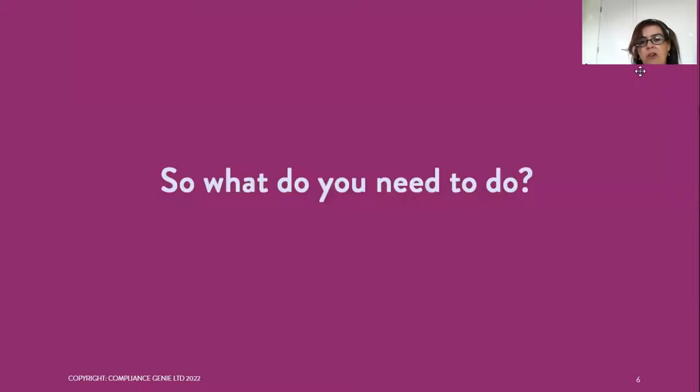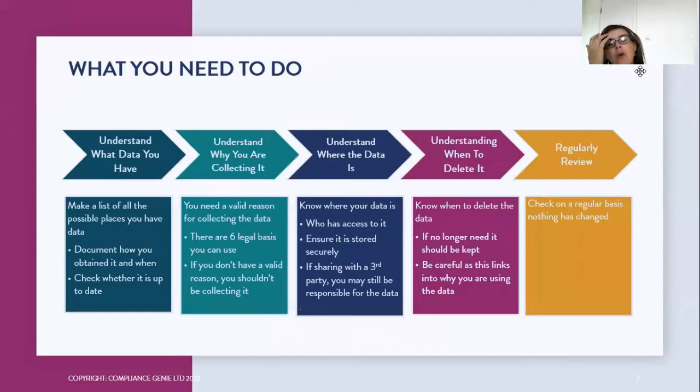So what do you actually need to do? You need to understand what data you have. When I say data, it's personal information. The first thing I would suggest you do is make a list of all the possible places that you have data: your phone, laptops, pieces of paper everywhere, filing systems, in the cloud. Just make a list of everywhere that you've got information and document how you obtained it.